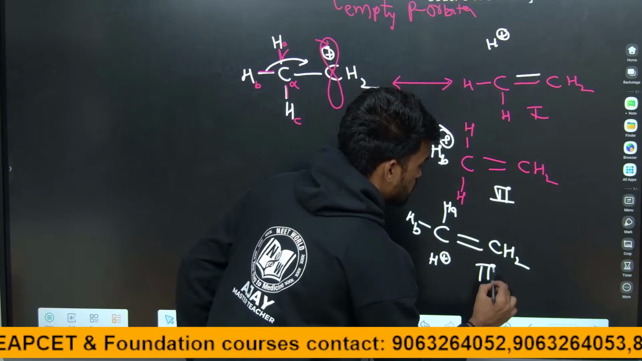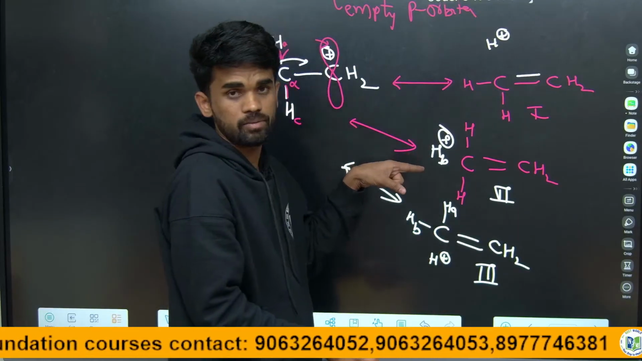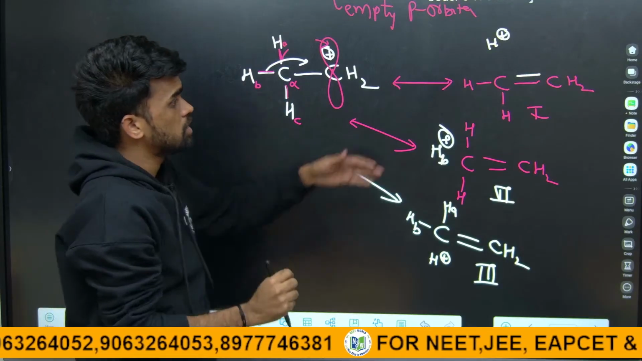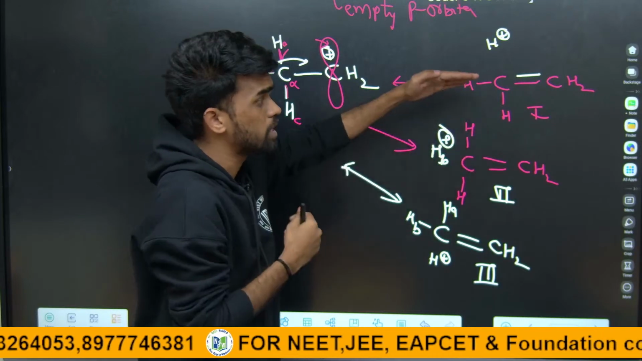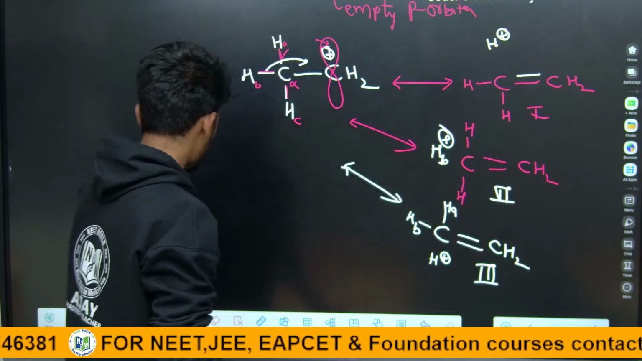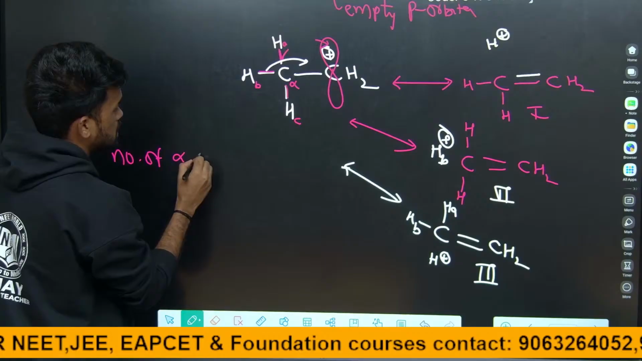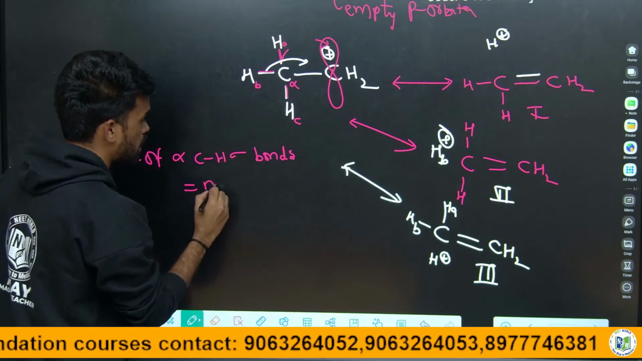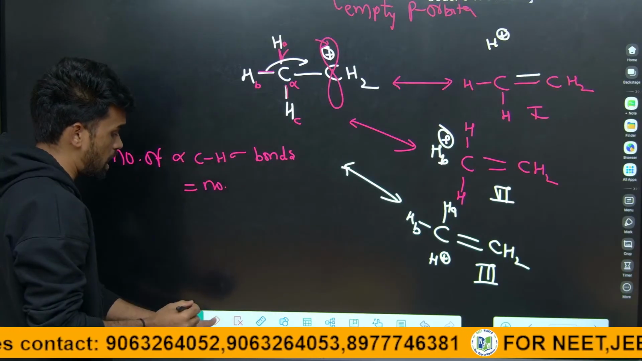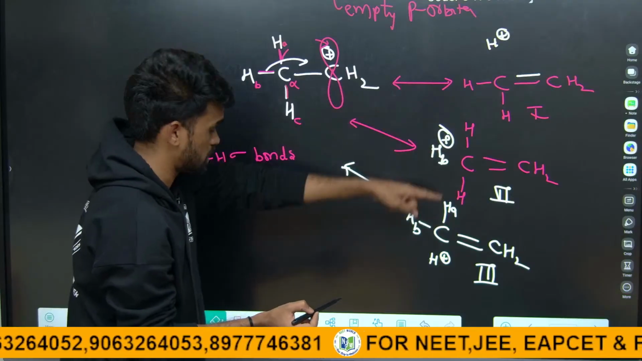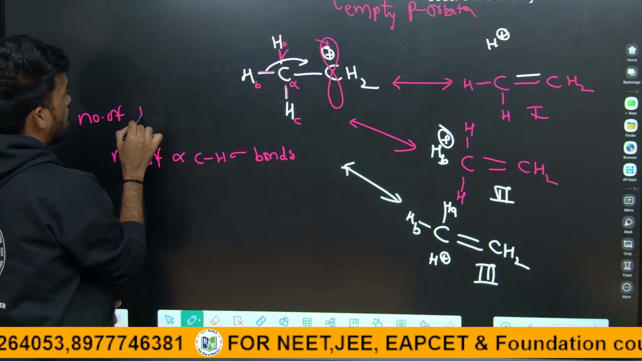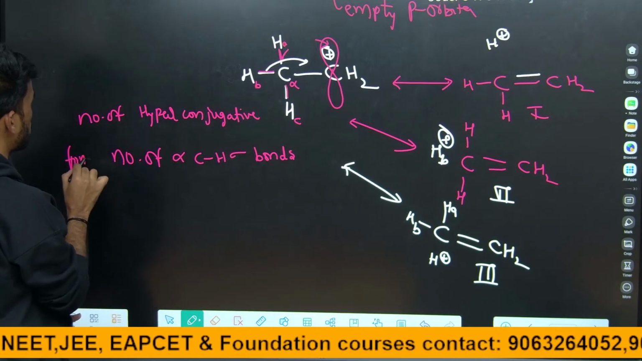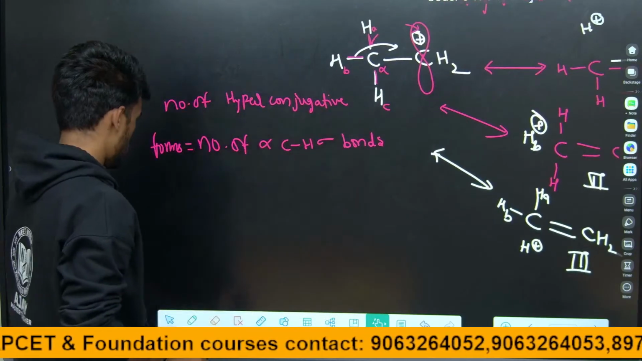So the more the number of resonating structures, the more will be the stability of that particular carbocation. See how many alpha hydrogens are there on this. Three alpha hydrogens are there. Therefore, how many delocalizations, how many hyperconjugative structures are we getting here? These are also 3. So I can write: number of resonating structures equals number of alpha C-H sigma bonds. Here, how many delocalization forms are we getting? 3. So number of hyperconjugative forms equals number of alpha C-H sigma bonds. This statement is important here.